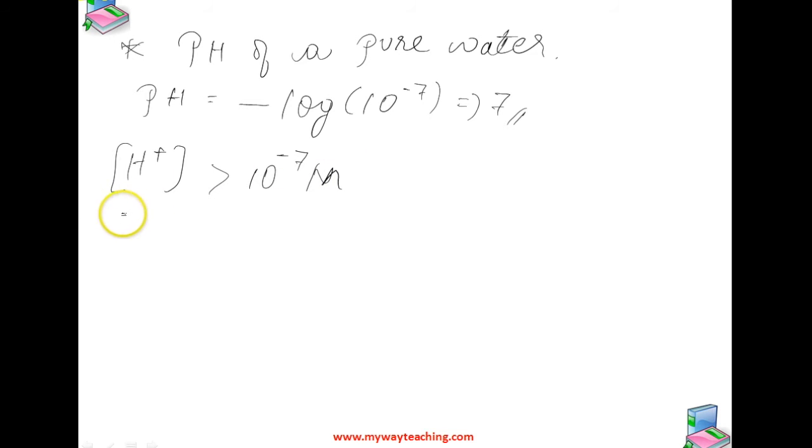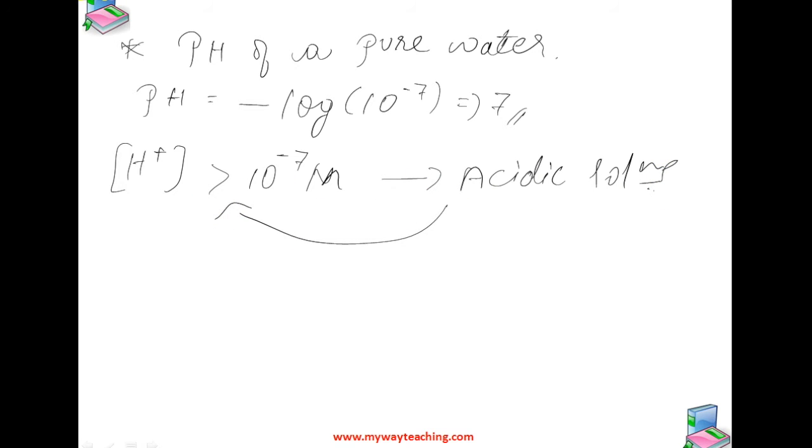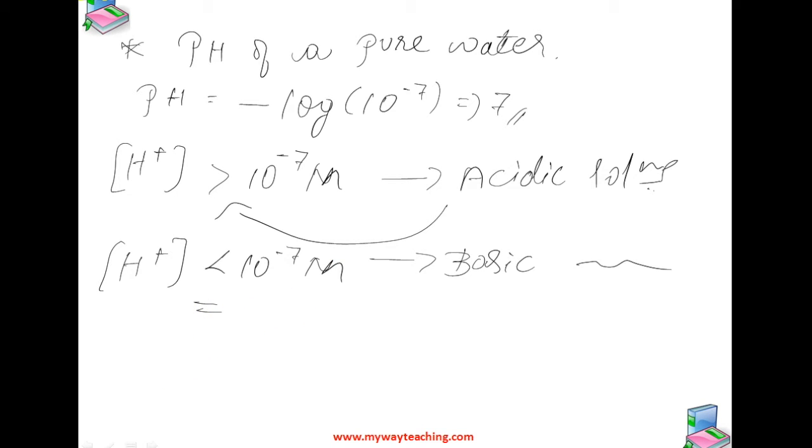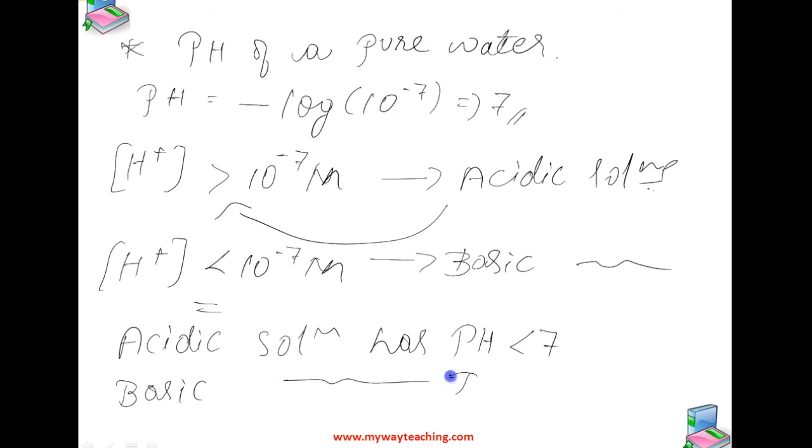Acidic solutions possess a concentration of H plus greater than 10 raised to minus 7, while basic solutions have H plus less than 10 raised to minus 7. Okay, an acidic solution has a pH less than 7. A basic solution has a pH greater than 7. Neutral is equal to 7. This is the pH value. Okay.